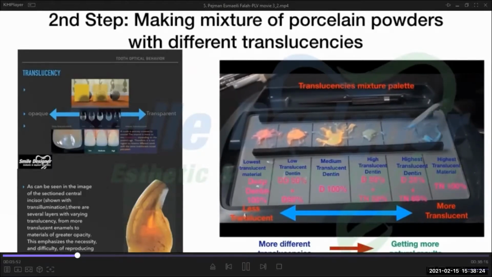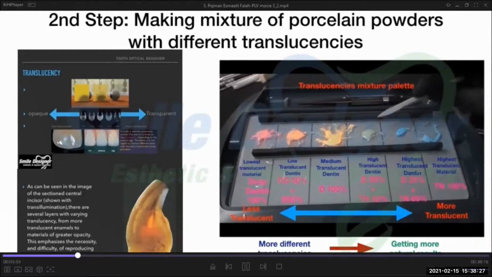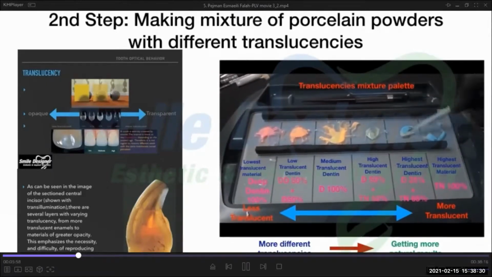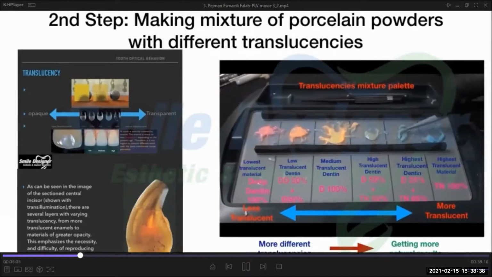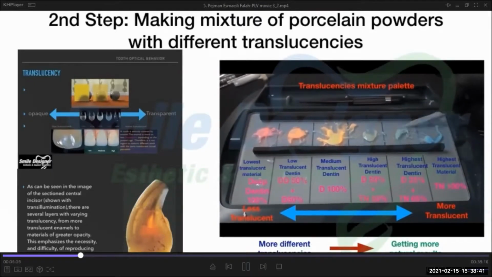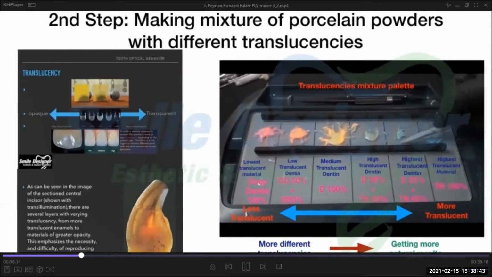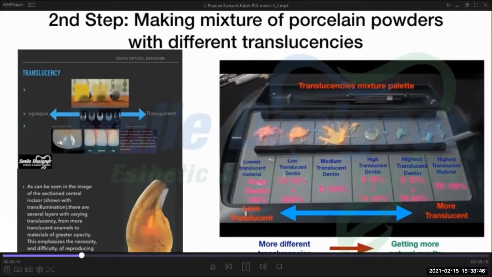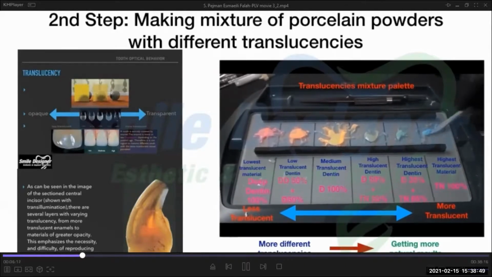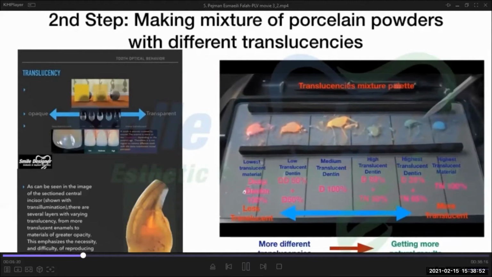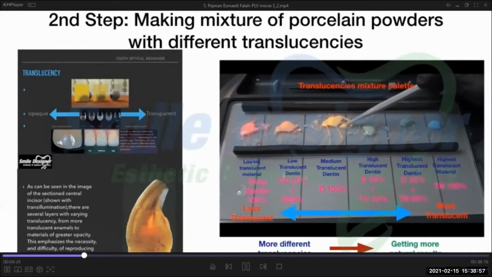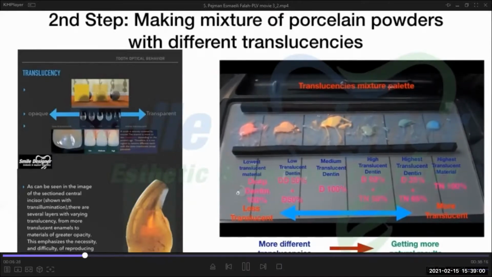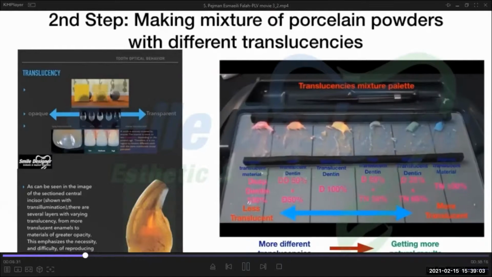Again, mix the high translucent dentine with the transneutral material and make a highest translucent dentine. Highest translucent dentine, high translucent dentine, medium translucent dentine, low translucent dentine, and lowest translucent material.